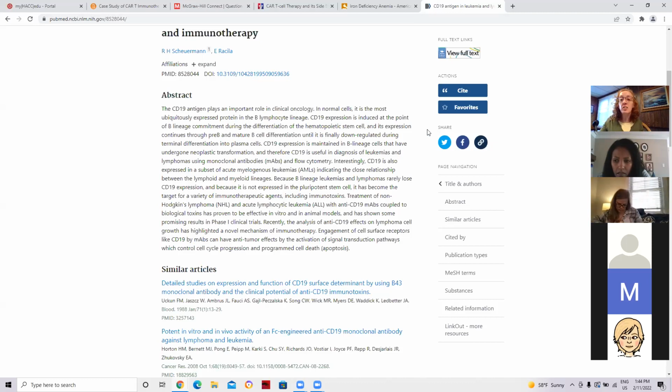CD19 is induced at the point of B lineage commitment during the differentiation of a hematopoietic stem cell, and its expression continues through pre-B and mature B cell differentiation until it is finally downregulated during terminal differentiation. So it's downregulated in later plasma cells.